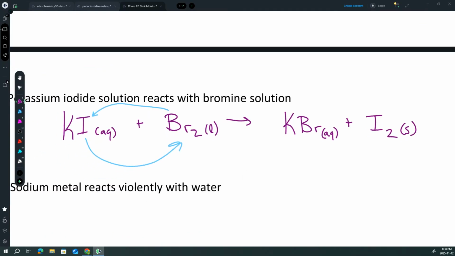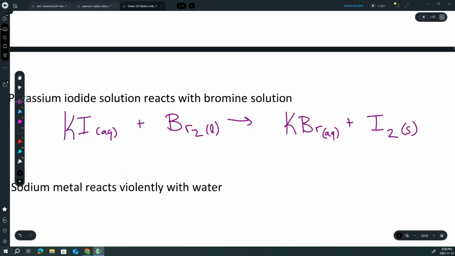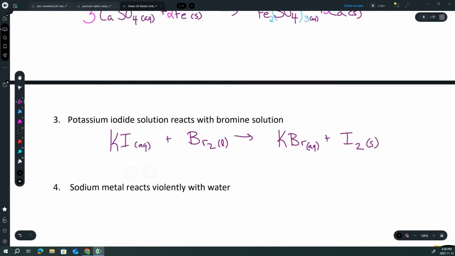Okay, now we need to turn the skeleton equation into a balanced equation. So I'm going, okay, we have 2 iodides coming out. We need 2 going in. And I need 2 potassiums going in, so I need 2 coming out. Bromides, there's 2 coming in and 2 coming out, so everything's balanced.